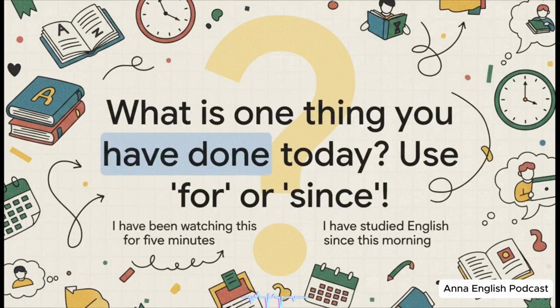All right, the last step is to make this grammar your own. So here's a question for you. What is one thing you have done today? Go ahead and write a sentence in the comments using either for or since. You could say something like, I have been watching this for a few minutes. Or maybe, I have been awake since 6 o'clock. Give it a try. It's the best way to practice what you've just learned. You've done an amazing job today.